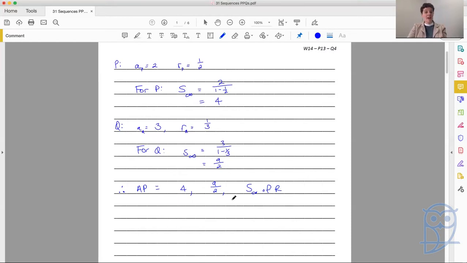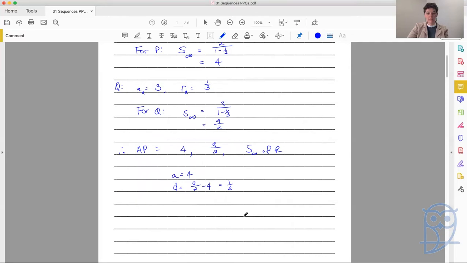So we need a D. And if we just add on a D, we'll have the sum to infinity of R. We know that A equals 4. We know D equals 9 over 2 minus 4, which equals half. So therefore, the sum to infinity of R equals 9 over 2 plus 1 over 2, which equals 5.